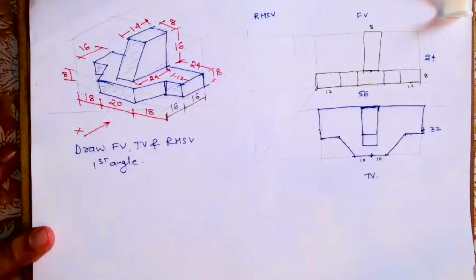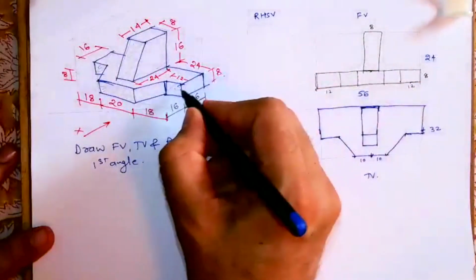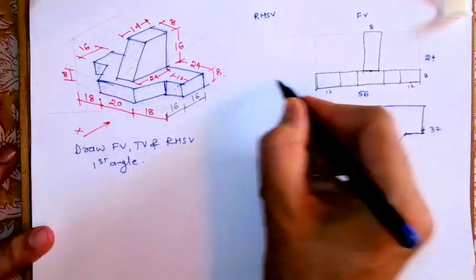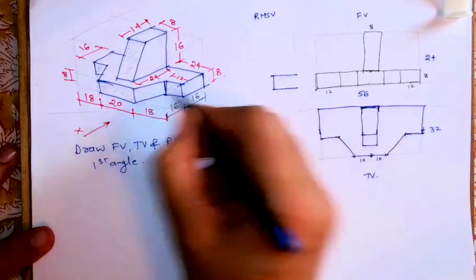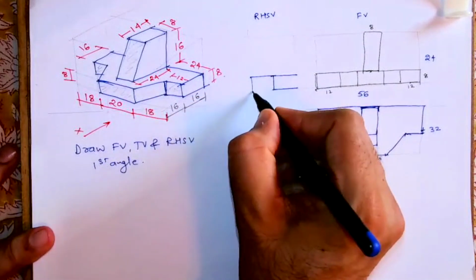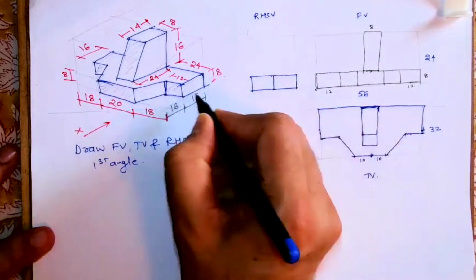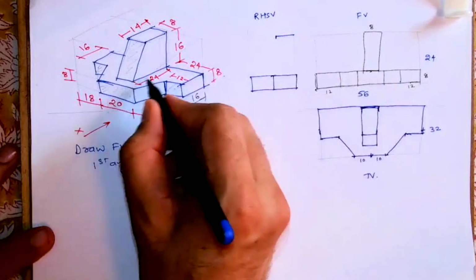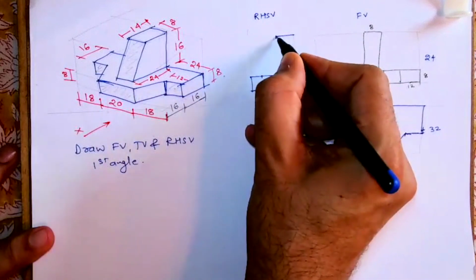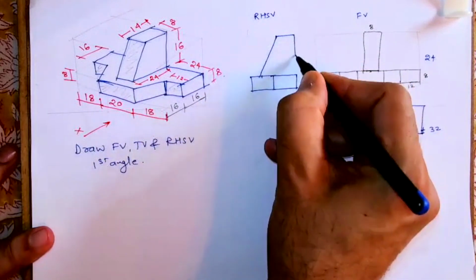This is top view. Now when you see from the side, you will see this rectangle that is 16 by 8. And this part also, it will be 16 by 8. Now this is 16, this part is 14, and this is 24. So this is how you'll get side view.